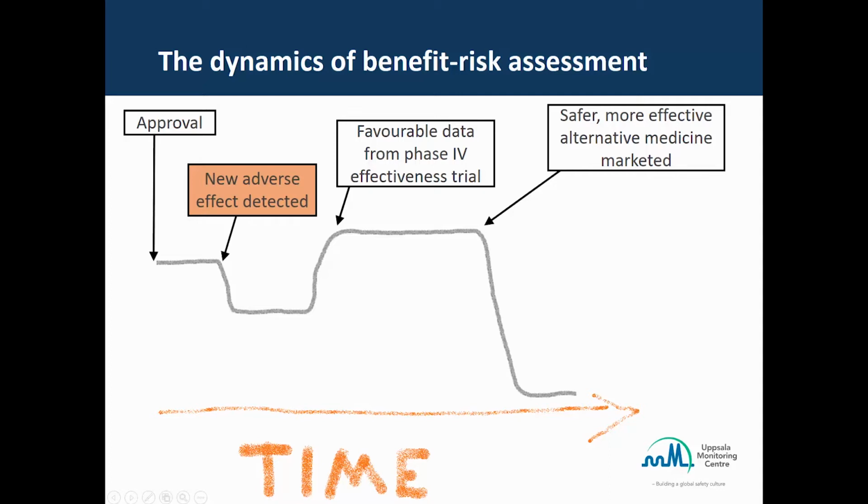There are lots of things that happen. A third example that I've given here is that a superior alternative medicine is marketed, in which case the relative usefulness of the medicine that we're looking at will drop dramatically. So that's indicated here. And these are just three examples. Lots of things can happen over time, but the important message is that it is not static, it is dynamic.